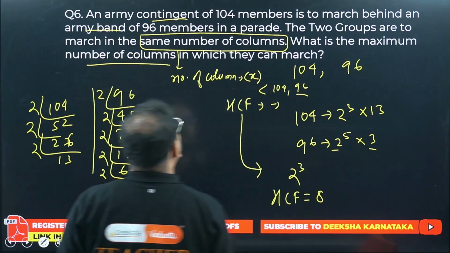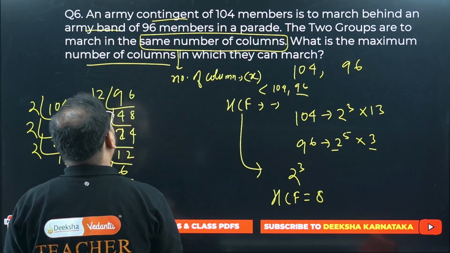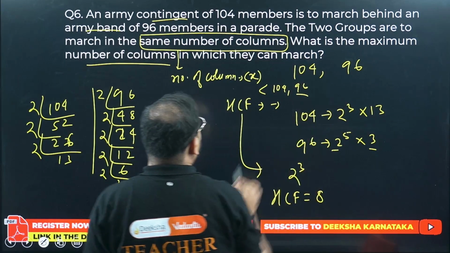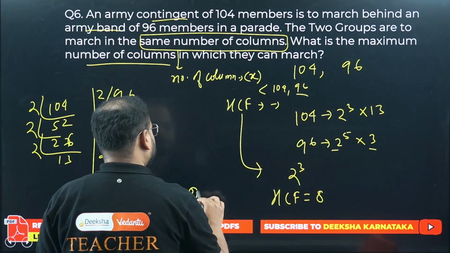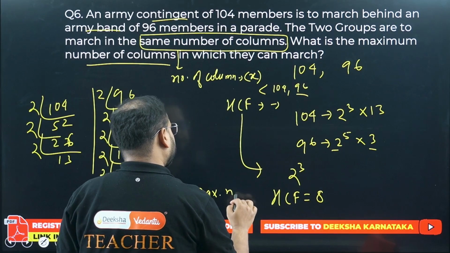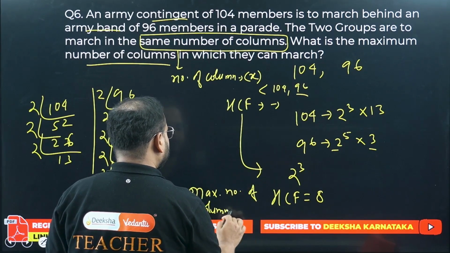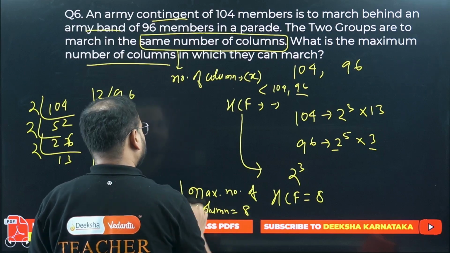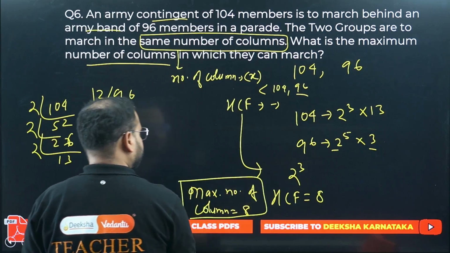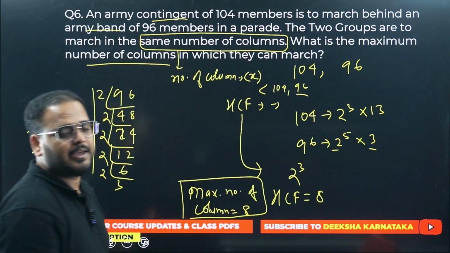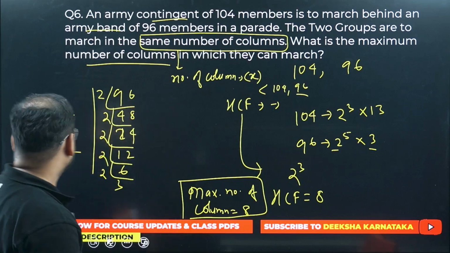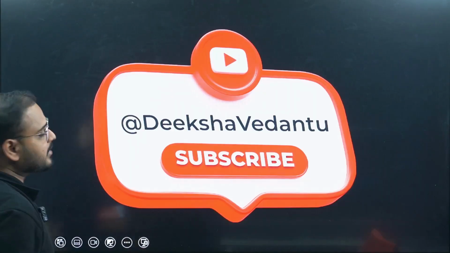What is this? My maximum number of columns, so that they can march in. The maximum number of columns is 8. My answer is 8. I hope you understood this. All right, this is it.